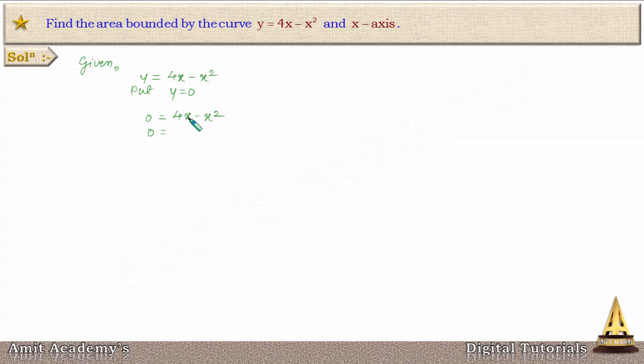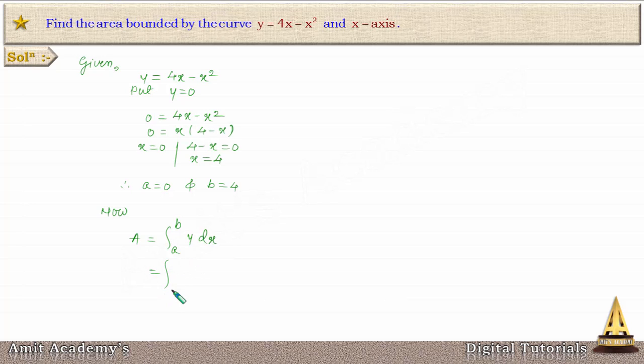So 0 is equal to, from these two terms we can take out x as common. So in bracket I'll get 4 minus x. And from this you'll get two equations. First is x is equal to 0, and second equation will be 4 minus x is equal to 0. So from this I'll get x is equal to 4. Now students, we are having two values of x, x is equal to 0 and x is equal to 4. So the first value is a and second value is b. Therefore a is equal to 0 and b is equal to 4. And now students, we can find the area. And the formula for area A is integration from a to b y dx.